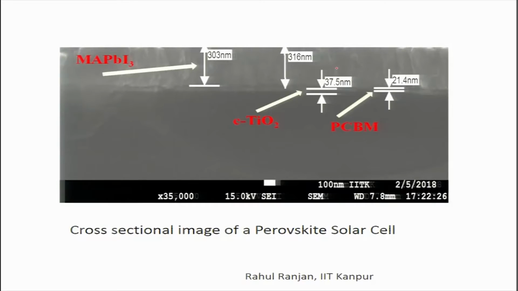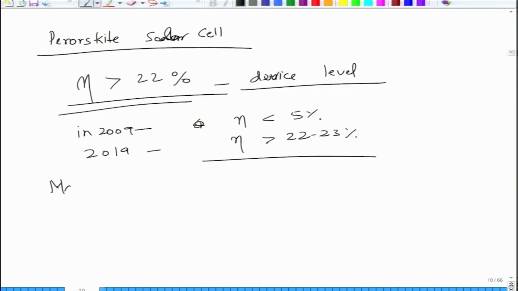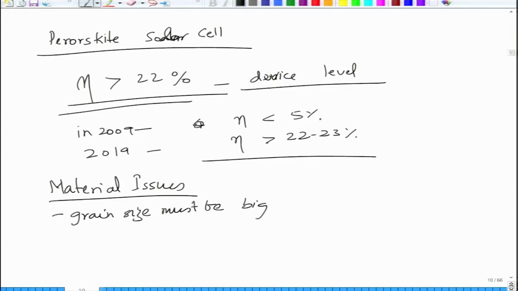What you require from the materials perspective, so material issues, let us say. The grain size must be big. Generally big grain size is preferred, so that grain boundaries are reduced and you have less recombination in the devices. Another issue in this is the use of TiO2 requires sintering at 450-500 degree centigrade, which is too high. So, that is not a good thing.